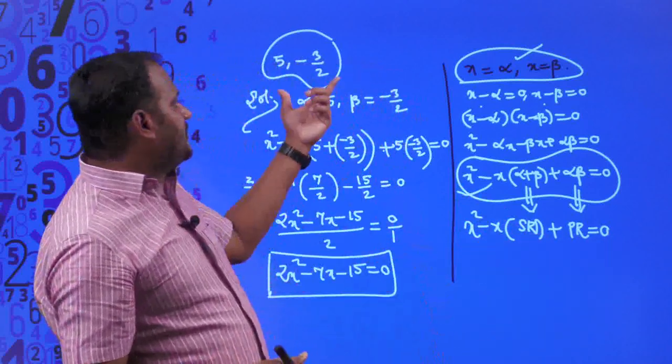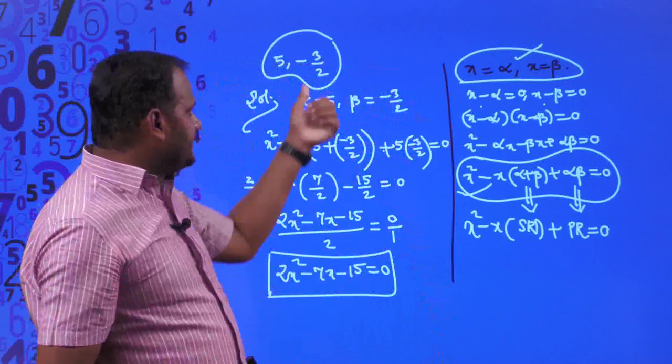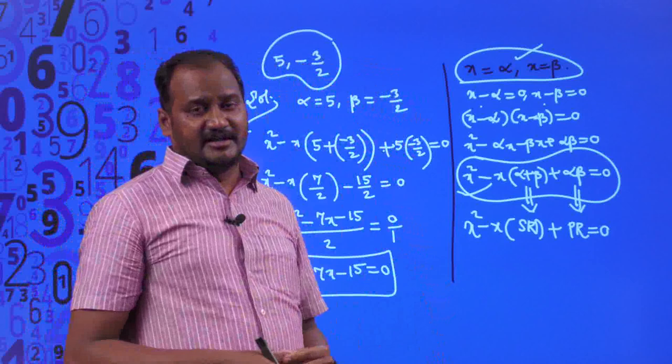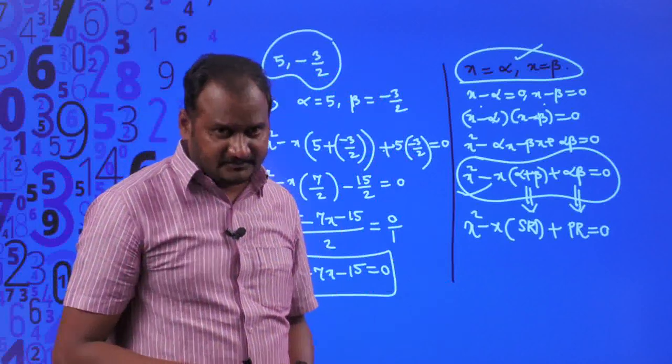And we found one quadratic equation by taking two zeros, one of them is 5 and the other is negative 3 divided by 2. You understand?